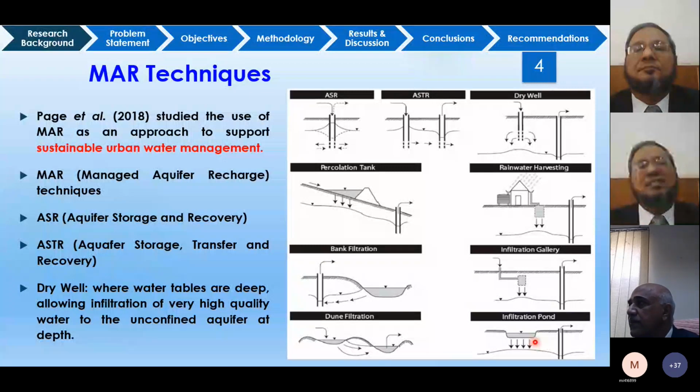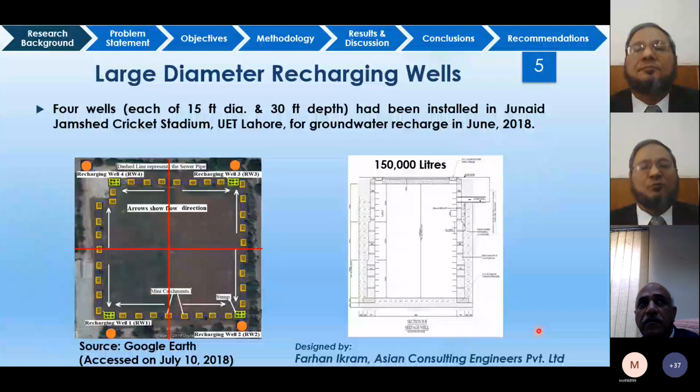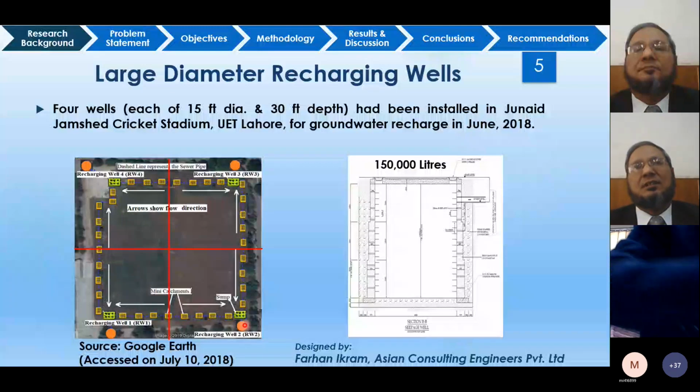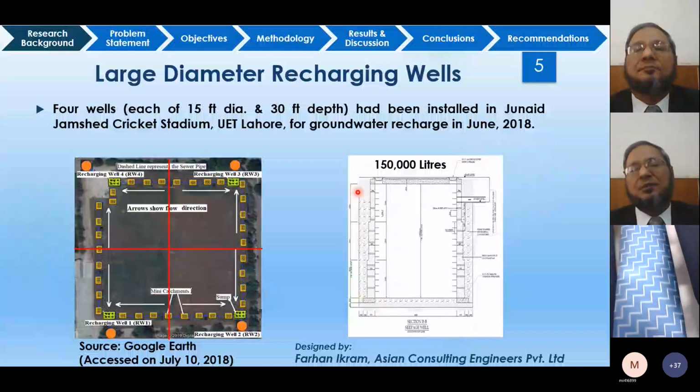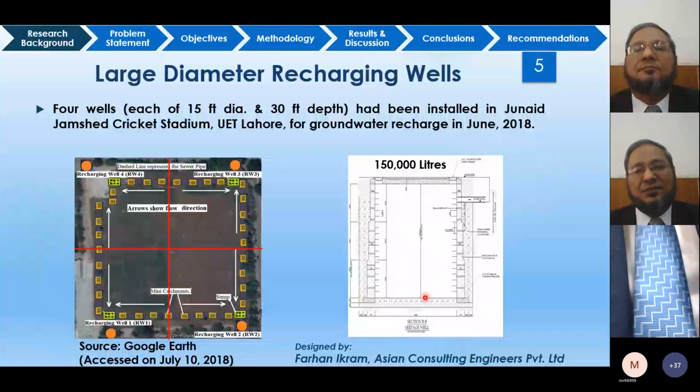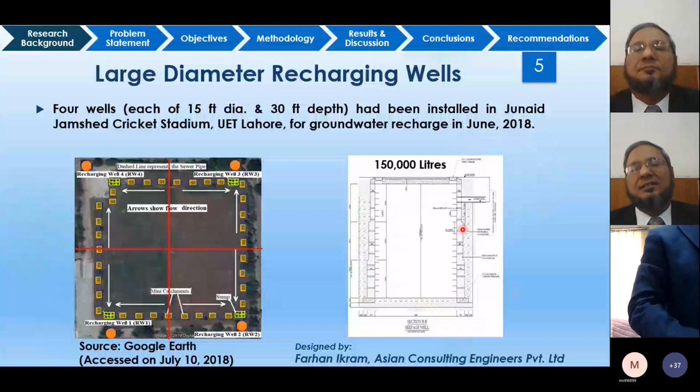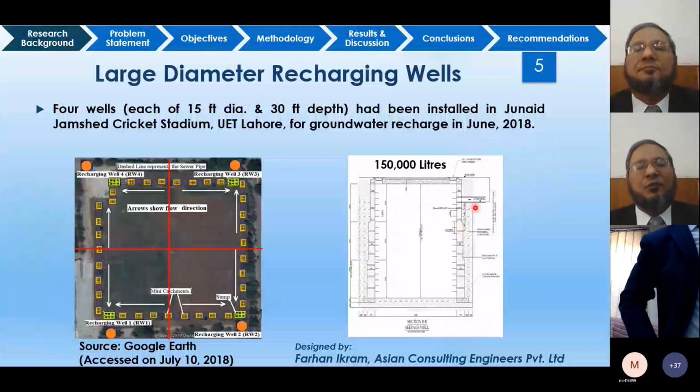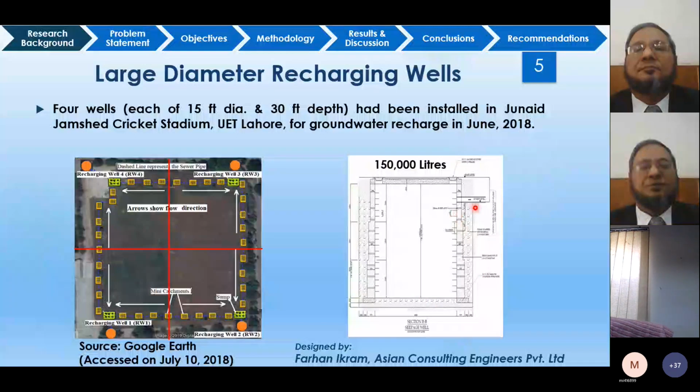One of the MAR techniques is providing a large diameter recharging well, which were installed by the LDA in Junaid Jamshed Stadium. So this is the Junaid Jamshed Stadium, and these 4 recharging wells were provided. This is the cross section of the recharging well. The diameter of the recharging well was 15 feet, and the depth was 30 feet, and holes were provided, and here the filter was provided.